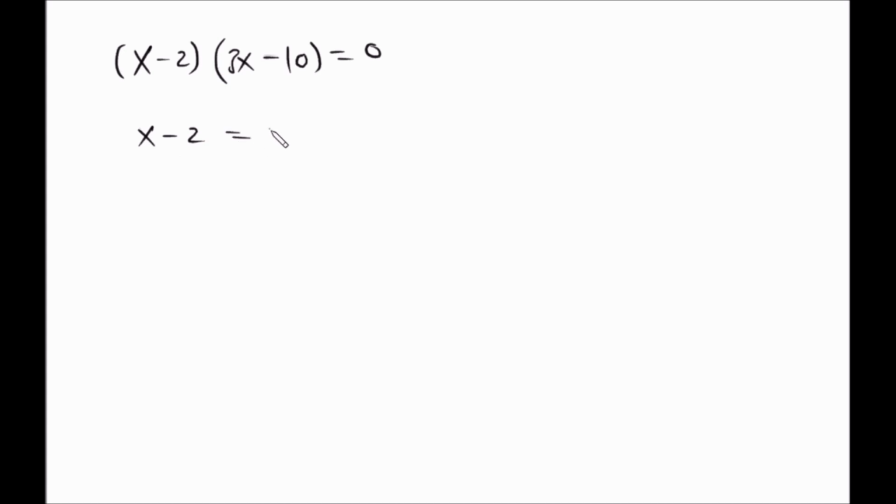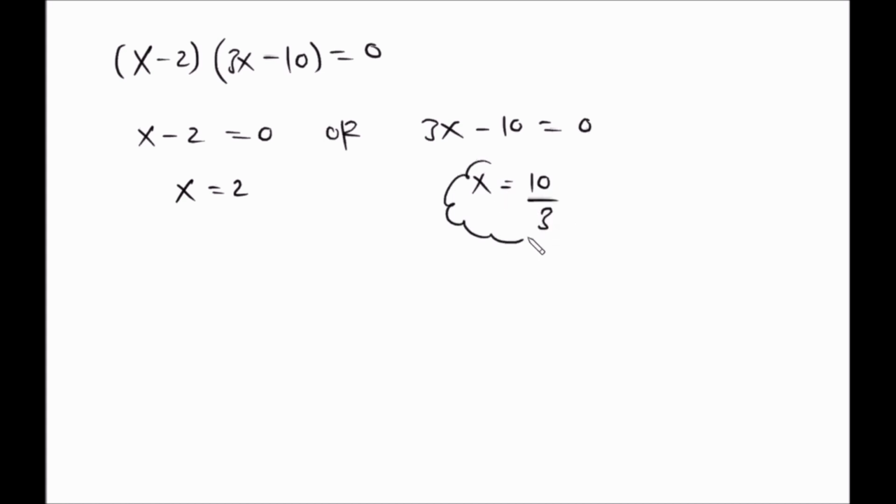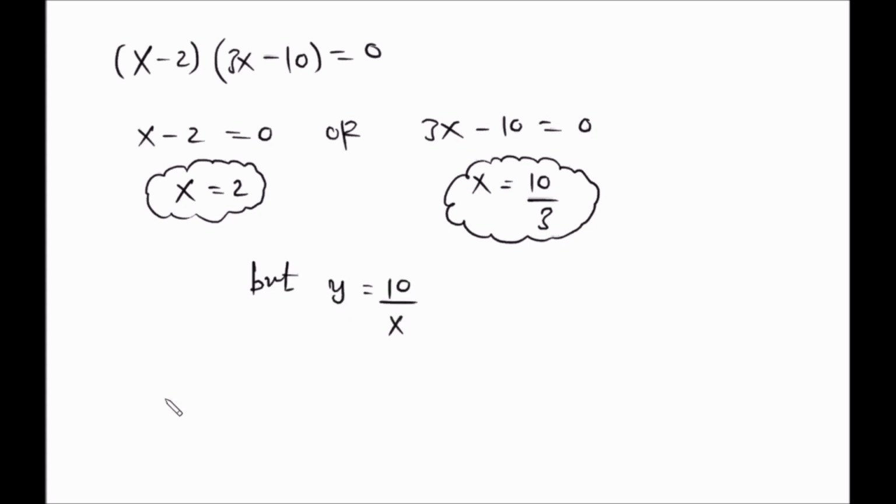You can see either x minus 2 is 0 or 3x minus 10 is 0. So kwa hapa x itakuwa sasa na 2 na kwa hapa x itakuwa sasa na 10, mlete huku 3 gawanya. Kwa hiyo x tushapata values za x, inaweza ikawa 10 over 3 au inaweza ikawa nini 2, but remember y tulisema ni nini 10 over x. Kwa hiyo for x is equal to 2, y itakuwa ni 10 over 2 ambayo ni nini 5. And then for x equals to 10 over 3, y itakuwa sasa na 10 over 10 over 3 ambayo itakuwa sasa na nini 3.